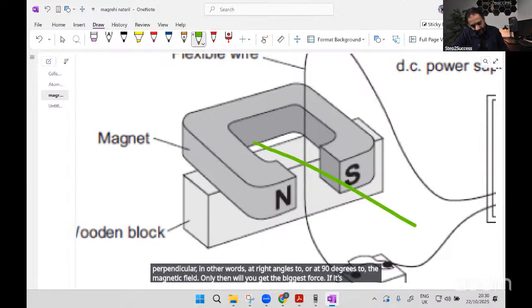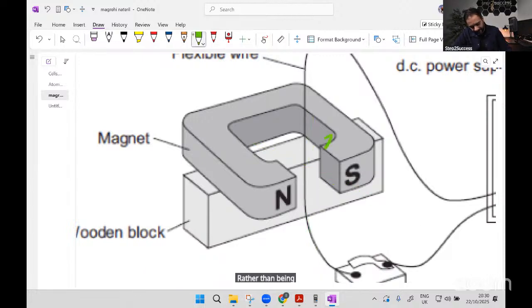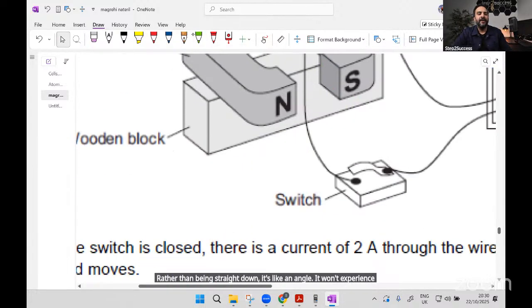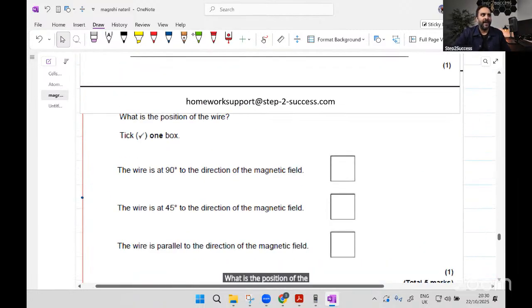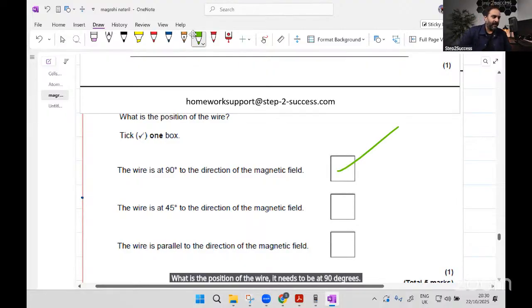If it's at an angle, rather than being straight down, it won't experience as big a force. And so when it says here in this question, what is the position of the wire, it needs to be at 90 degrees to the direction of the magnetic field.